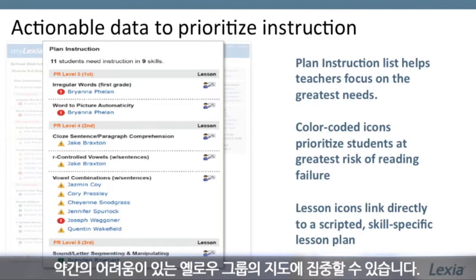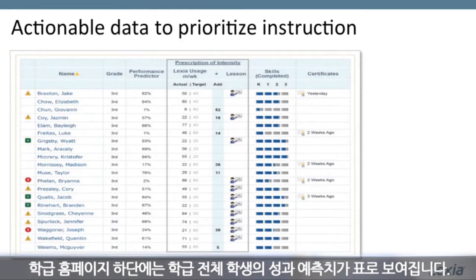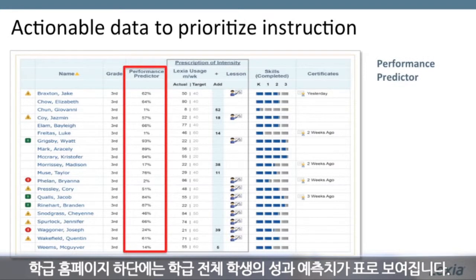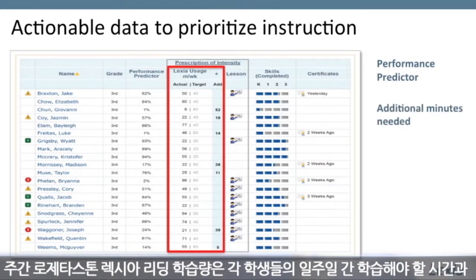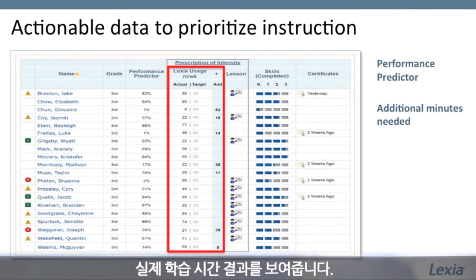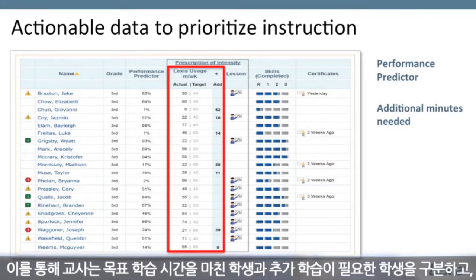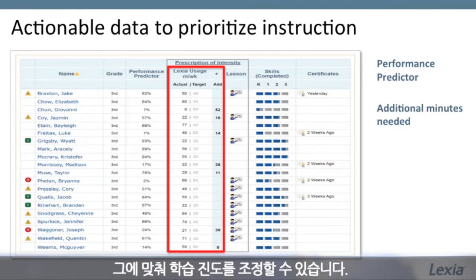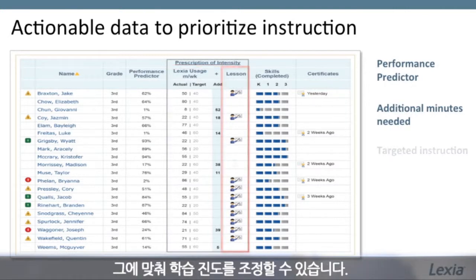At the bottom of the class homepage, the class roster provides sortable tables showing the performance predictor, which is students' percent chance of reaching end-of-year benchmarks. Lexia usage per week shows how many minutes per week each student has used the software and indicates how many additional minutes each student needs. This helps the teacher prioritize the students needing additional minutes on the software versus those who have reached or surpassed their recommended minutes per week.